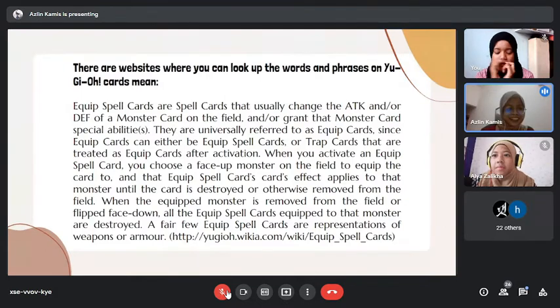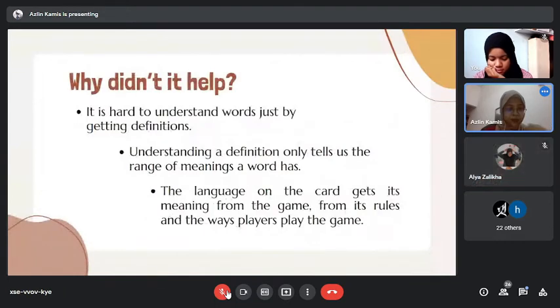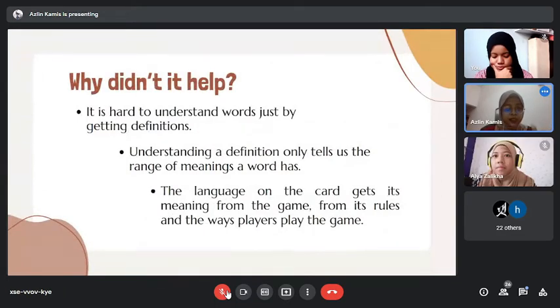Why can't I understand it? Is it because it's hard to understand just by getting the definition? Understanding a definition only tells us the range of meaning a word has. It doesn't tell you how to use the word in a context. It's like morphology. So how are you going to understand what the card meant? The only thing you have to do is watch the anime, watch the video, learn how others play, and have a mentor.